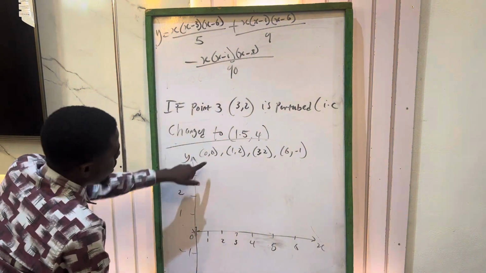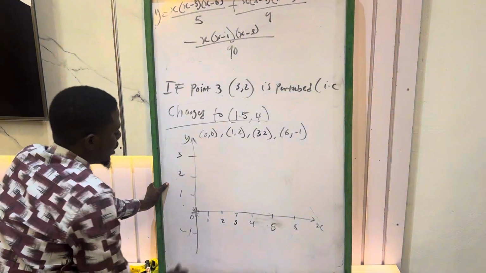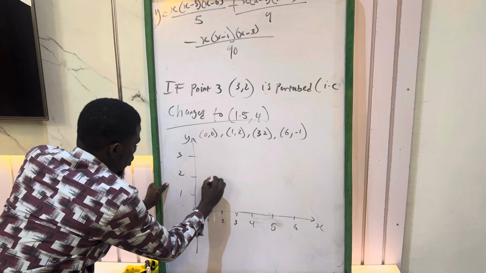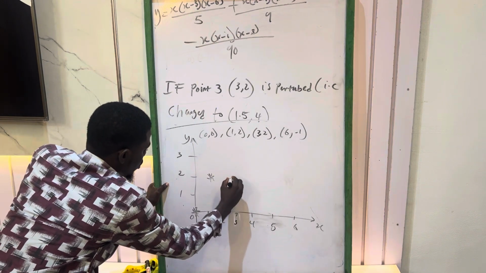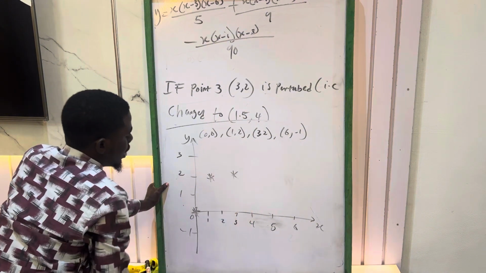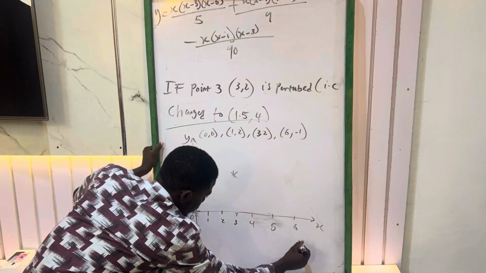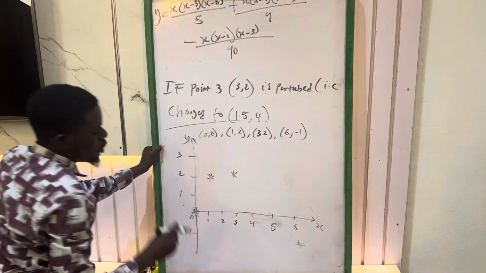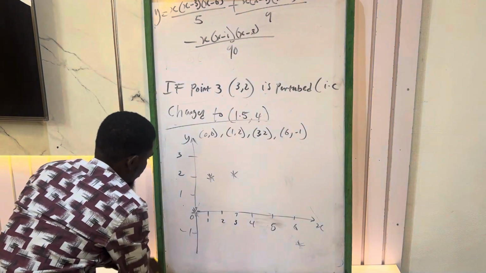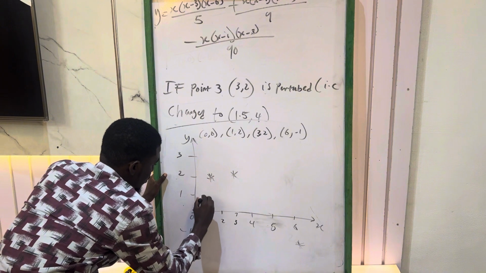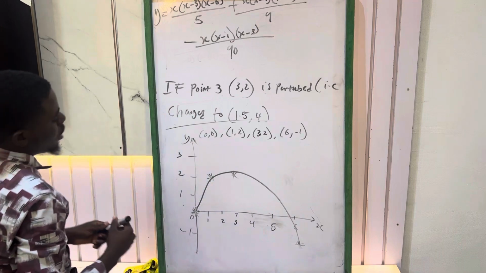So now let's say that our first point is 0 comma 0. So it's given at this point. Then our next point is when x is 1, y is 2, so somewhere here. Then our next point is when x is 3, y is 2, so somewhere here. Then our last point I was given was when x is 6, y is minus 1. That is somewhere below here. So if we were to draw the curve of this, it's going to look something like this. This is what the curve is going to look like if you were to draw it.